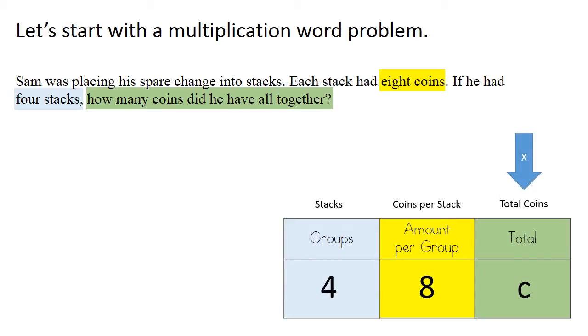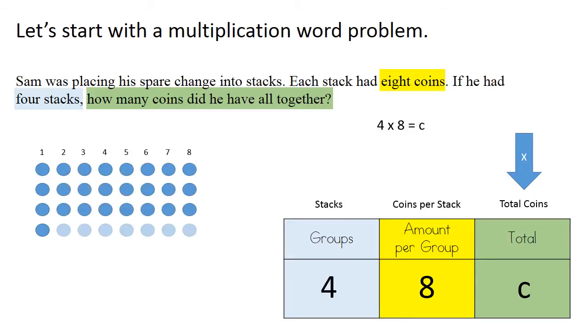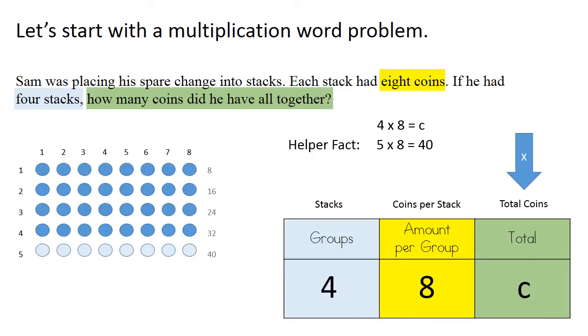Because that is our unknown, we know that this is going to be a multiplication problem. 4 times 8 equals C for coins. We're going to have 4 rows with 8 in each row. I don't know 4 times 8, but I do know 5 times 8, so we're going to use a helper fact. Have 5 rows of 8, and that equals 40. I don't want 5 rows, I want 4 rows, so I'm going to take 40 and subtract 8 to get to 32. So the total number of coins is 32.